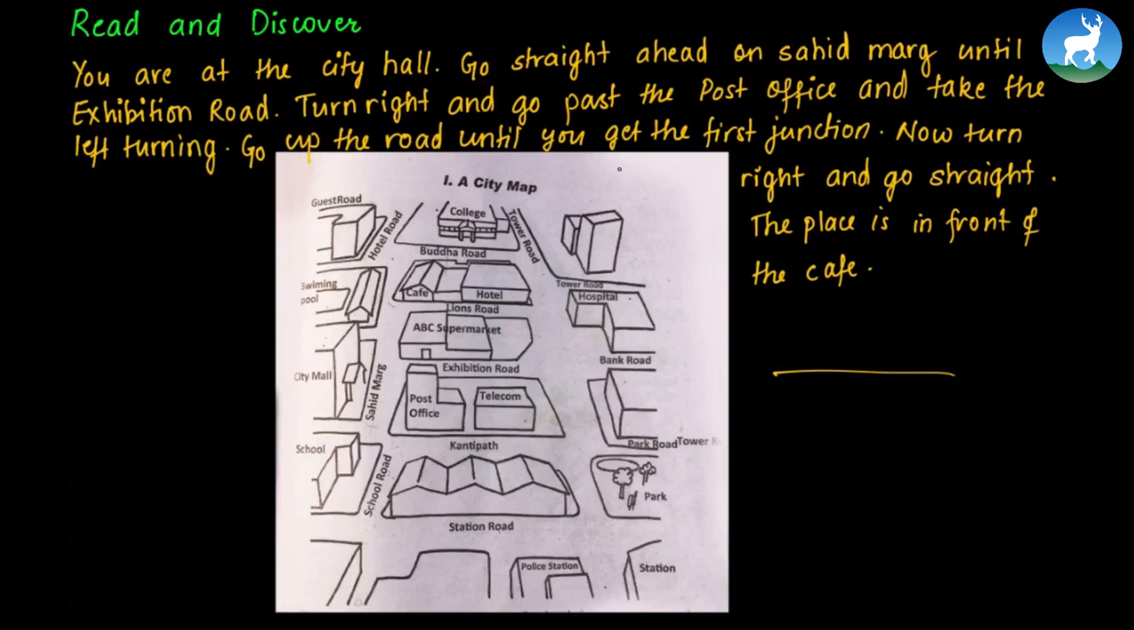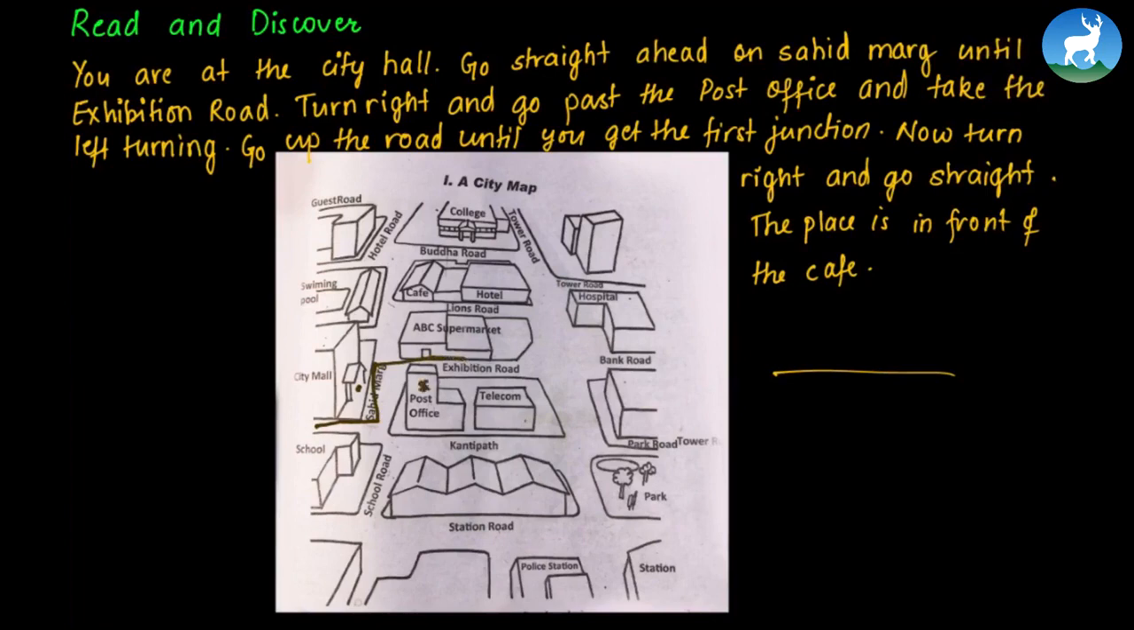Now turn right and go straight. The place is in front of the cafe. Now which place is this? We need to trace the map and then find the destination. So here we are at the city hall and we go straight on Shahid Marg until the exhibition road. So we are here. Now we take the right turning and go past the post office. So here's the post office.